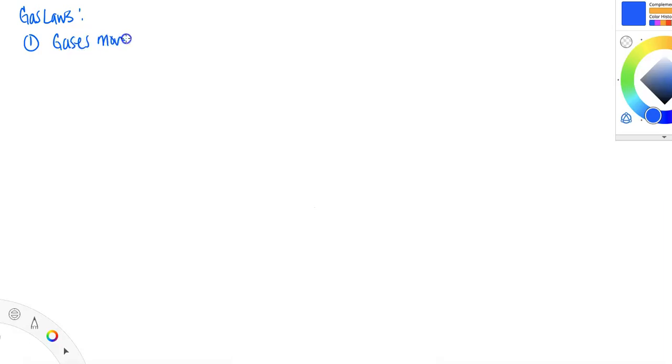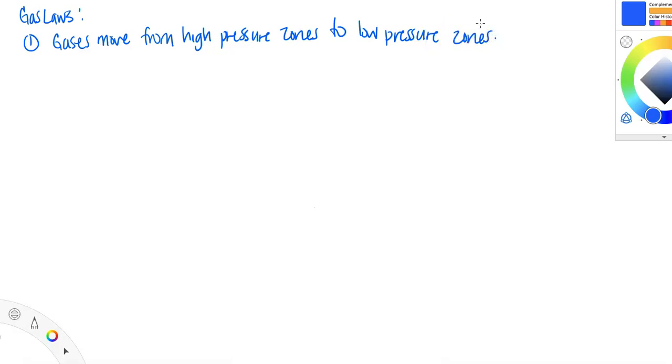Gases move from high pressure zones to low pressure zones. So high pressure to low pressure. Okay, pretty easy.